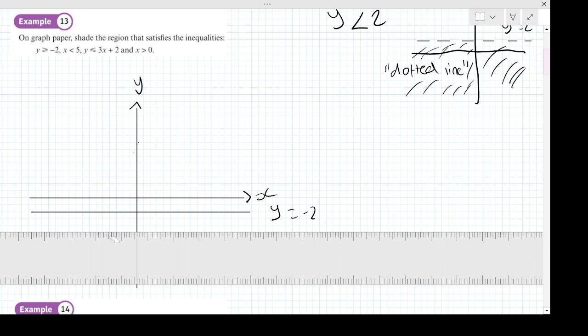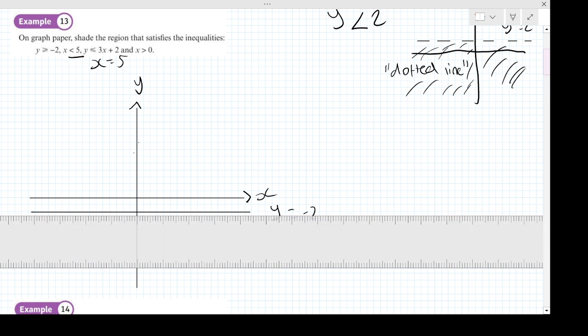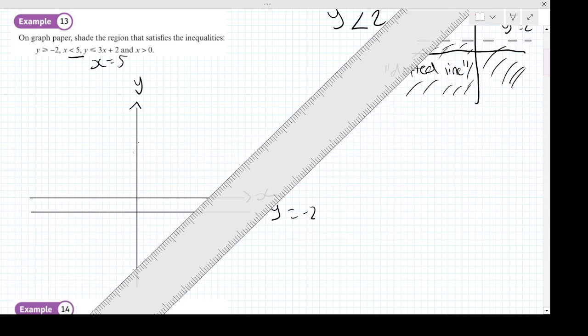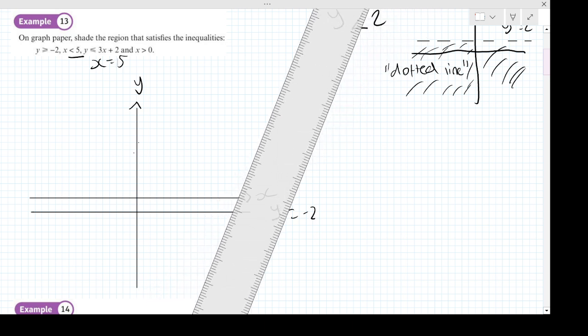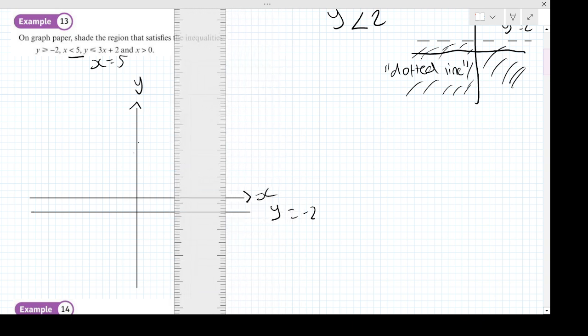Anyway, let's do the next line: x less than 5. But that is also a line, because we want to set x equal to 5. So we can draw that as well. This time it'd be a vertical line. Remember from GCSE, you should be familiar with drawing equations like x equal to 5 or y equal to -4 as horizontal or vertical lines.